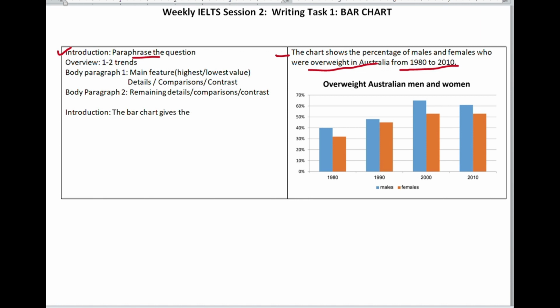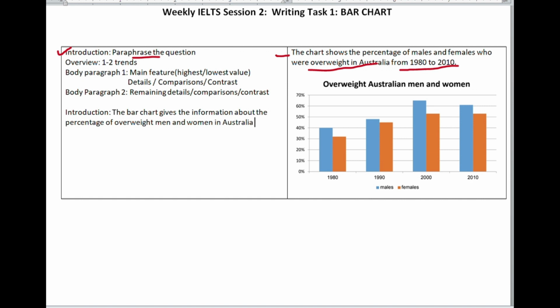Gives the information about. Now the information is about the percentage of males and females who are overweight. We can't change the word percentage. A percentage is a percentage. It's not rate or ratio. So we'll write the percentage of. Instead of writing males and females, we'll write men and women. Overweight men and women in Australia.